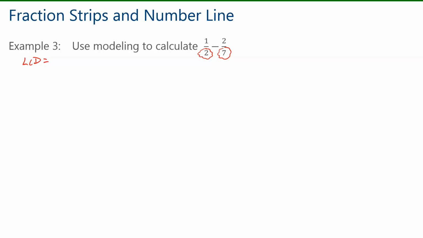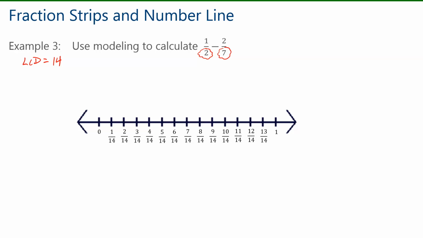If you work through it, you will discover that the LCD is actually 14. So our number line goes from 0 to 1, and we split it into 14ths, labeled as so. The first fraction strip I'm going to put down now on my number line. The minuend is a 1/2. There's my 1/2 fraction strip.